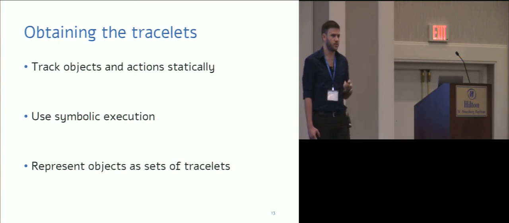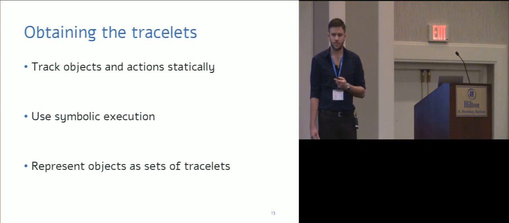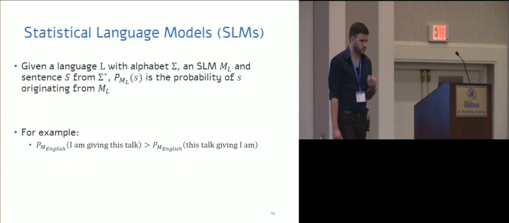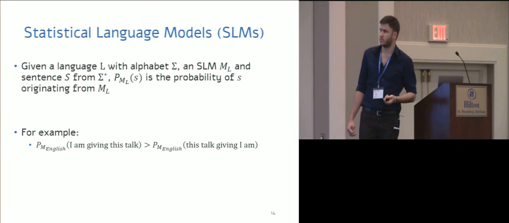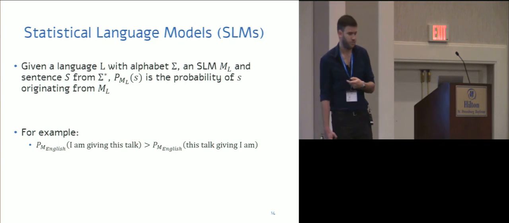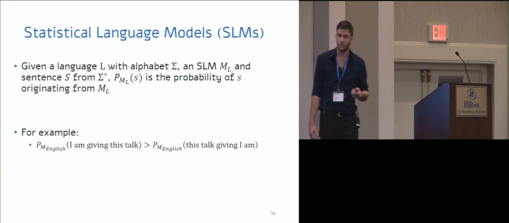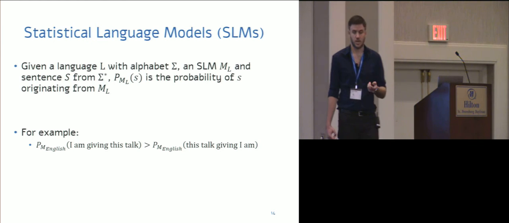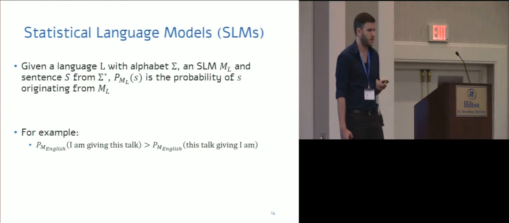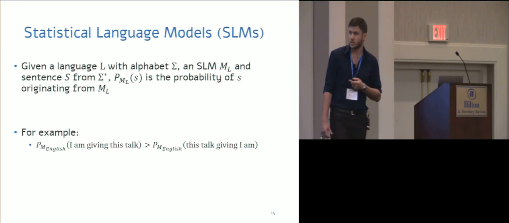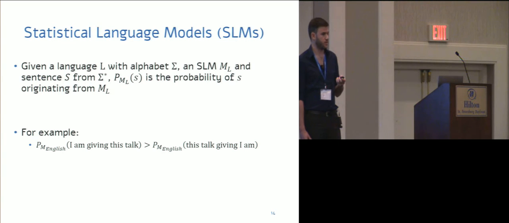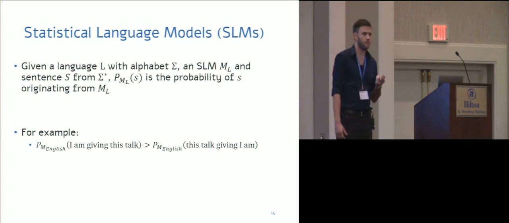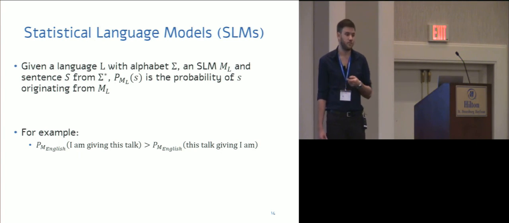And now we can go ahead to the second stage, train our models, and use them to predict the types of unlabeled objects. So first, we need to understand what kind of models we're looking at. The models we're focusing on in this work are statistical language models, where essentially if I have some language L using some alphabet, I can say that M subscript L is a model trained for that language. And whenever I'm given a sentence using letters from the same alphabet, that model can compute the probability that the sentence originated from the language.